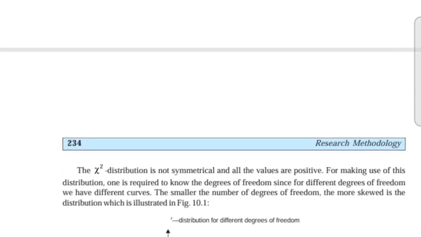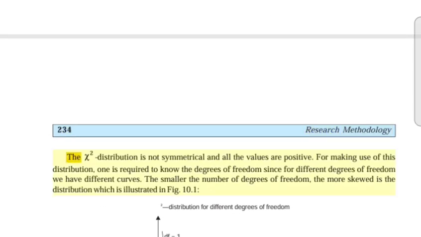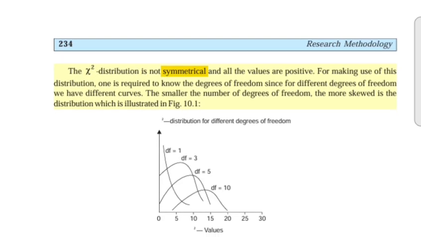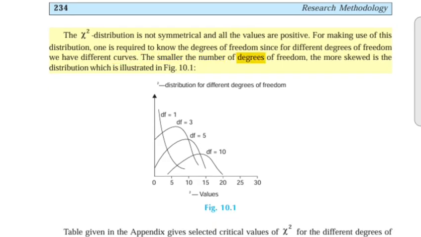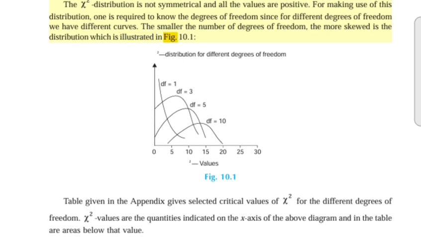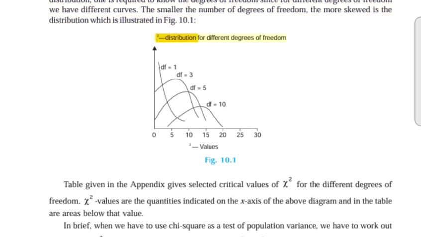The χ² distribution is not symmetrical and all the values are positive. For making use of this distribution, one is required to know the degrees of freedom, since for different degrees of freedom we have different curves. The smaller the number of degrees of freedom, the more skewed is the distribution, which is illustrated in Fig. 10.1. χ² distribution for different degrees of freedom: df equals 1, df equals 3, df equals 5, df equals 10.